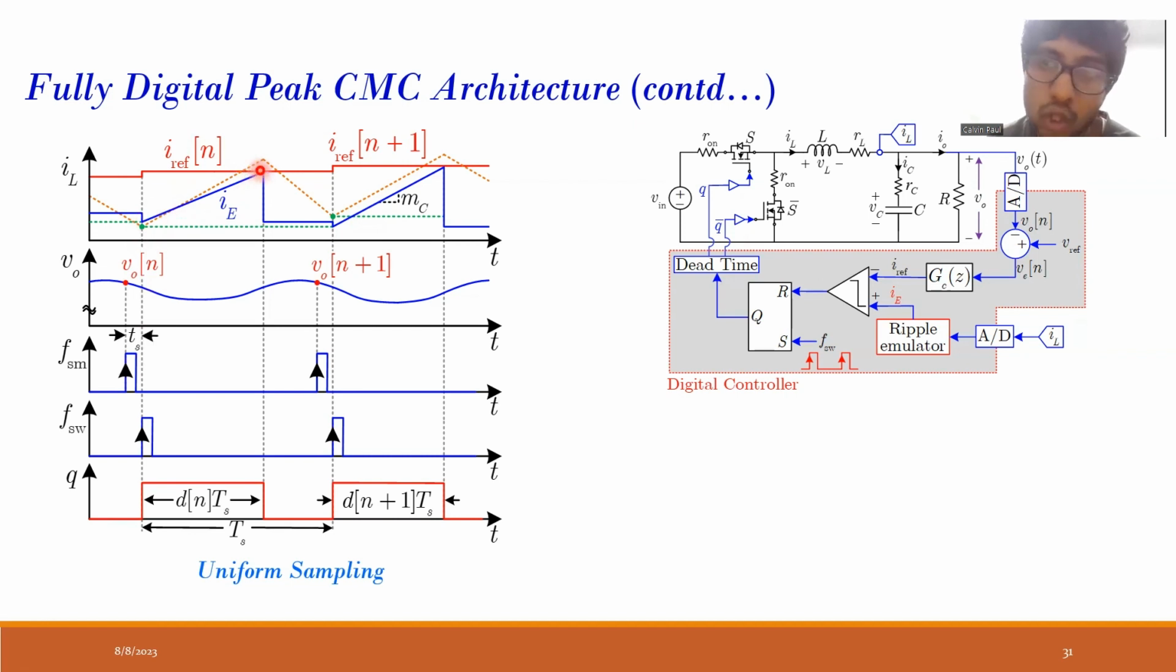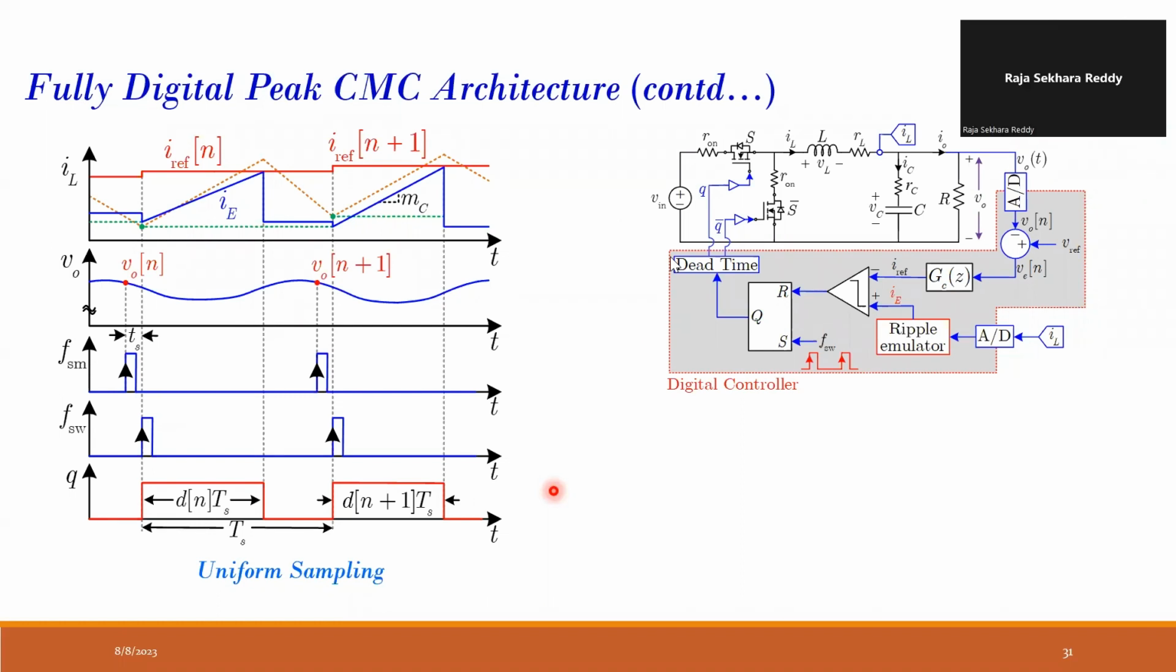Okay. So in the current loop, there is one cycle delay present. It is always present in this fully digital control architecture. But the output voltage, I can have a smaller sampling delay.